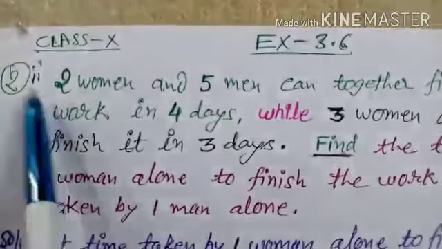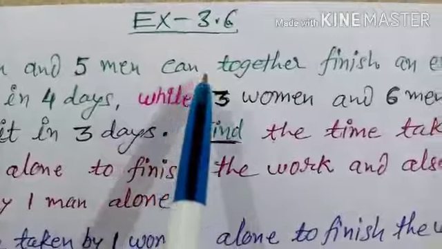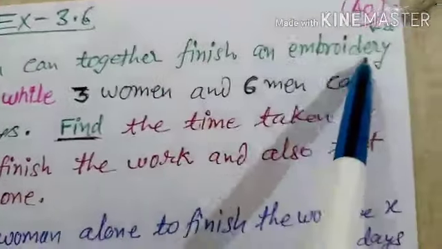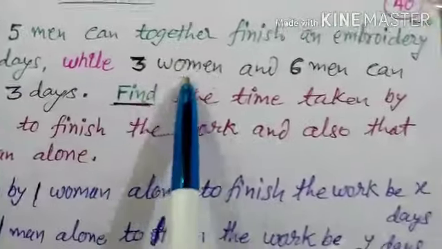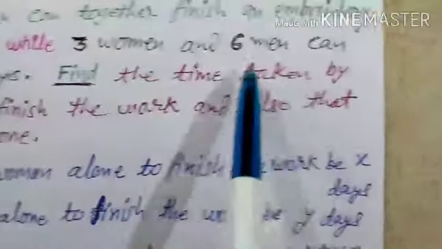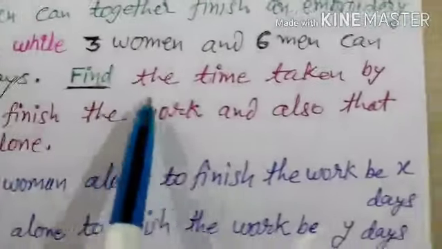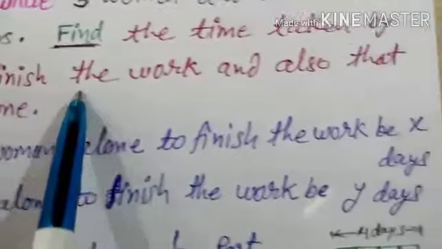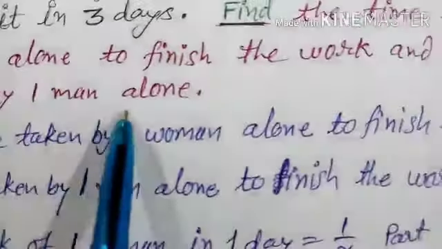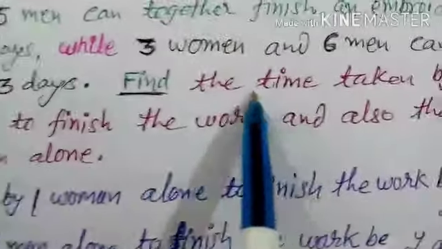Now the second part of the second question. 2 women and 5 men can together finish an embroidery work in 4 days, while 3 women and 6 men can finish it in only 3 days. Find the time taken by one woman alone to finish the work and also that taken by one man alone. So we will start from here.